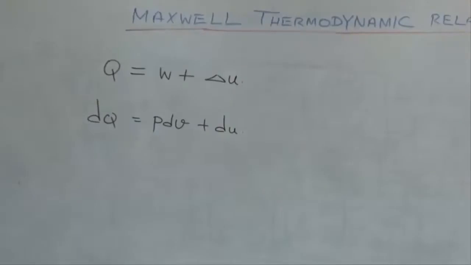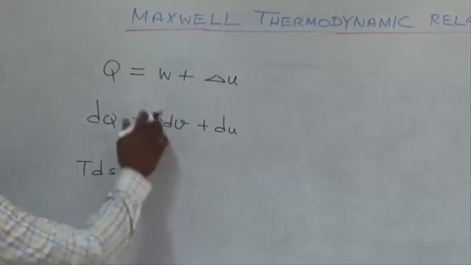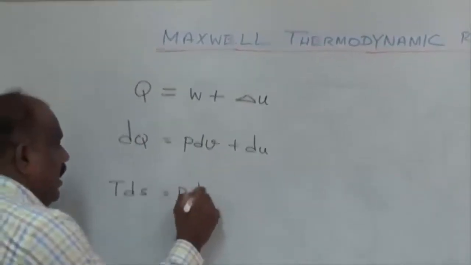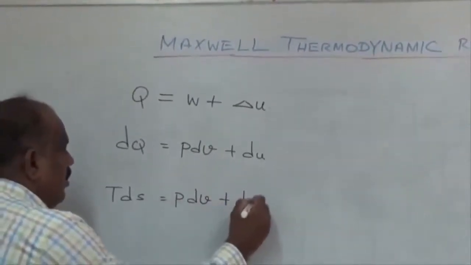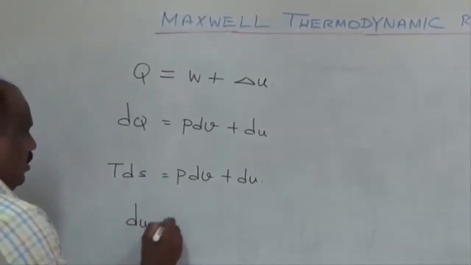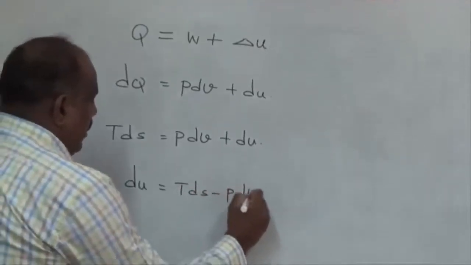And we know the area under the TS diagram is nothing but the heat transfer dQ. So the dQ can be replaced with TdS. Also we know that the area under the PV curve is nothing but the work, so it is PdV plus dU. Now from this I want dU only. So dU equals TdS minus PdV.